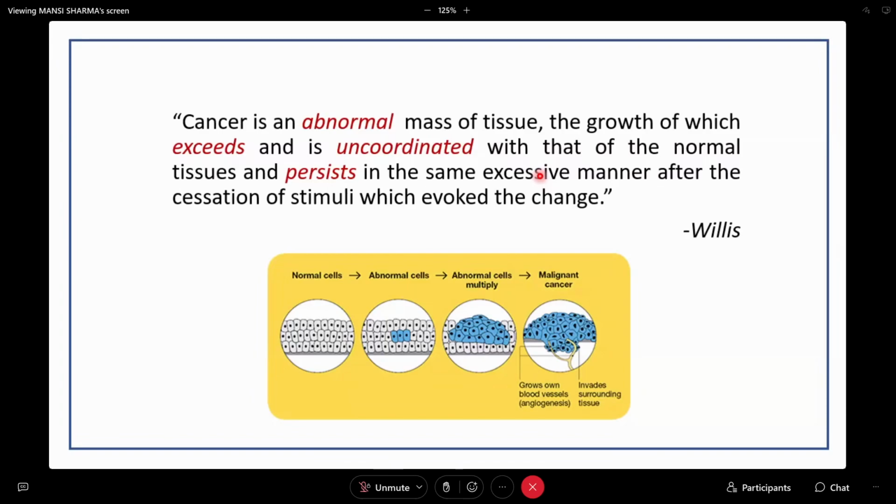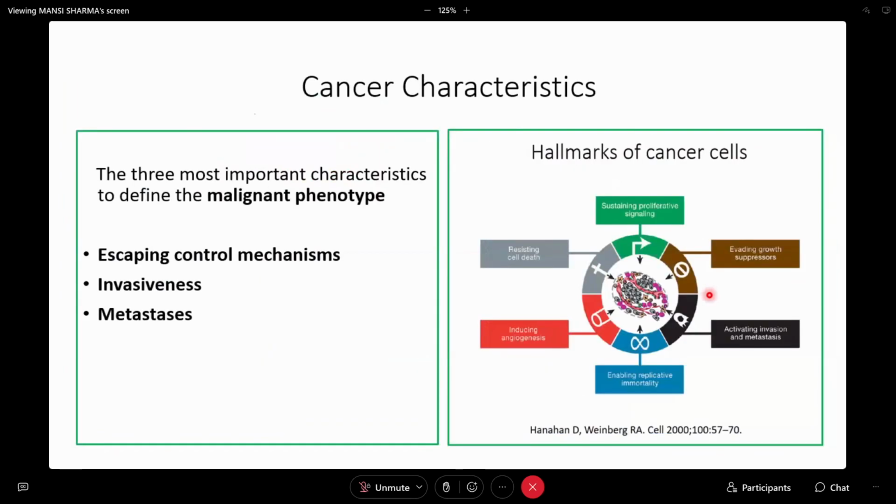So as we know, this is the definition of cancer: an abnormal mass of tissue, the growth of which exceeds and is uncoordinated with that of the normal tissues and persists in the same excessive manner after the cessation of stimuli which evoke the change. So we have normal cells. There are a few abnormal cells which develop. They multiply. They escape the various control mechanisms of the body. They develop invasiveness. They develop angiogenesis, and then it leads to cancer. So the three most important characteristics to define this malignant phenotype are escaping control mechanisms, invasiveness, and metastasis.